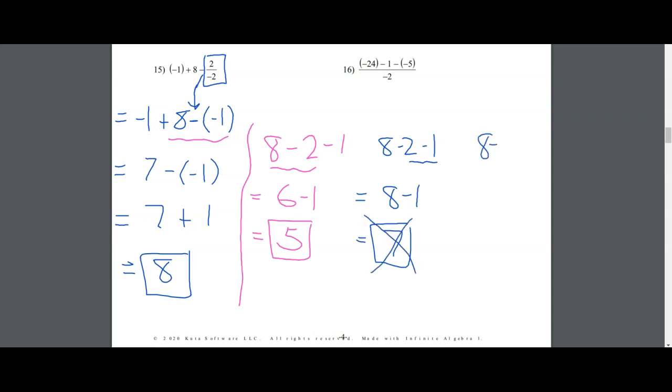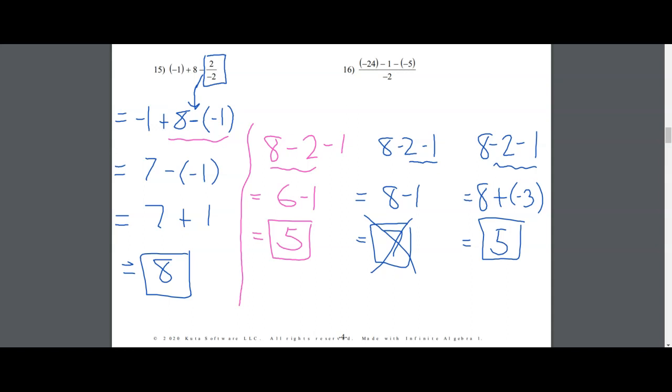Or maybe you did it this way. Maybe you actually kept the negative with the 2. So you have 8 plus -3, which ends up giving us 5, which does end up being correct. But here's the thing. If you don't do it from left to right, then you may or may not get the correct answer. And it has to do with what signs are where in the problem.